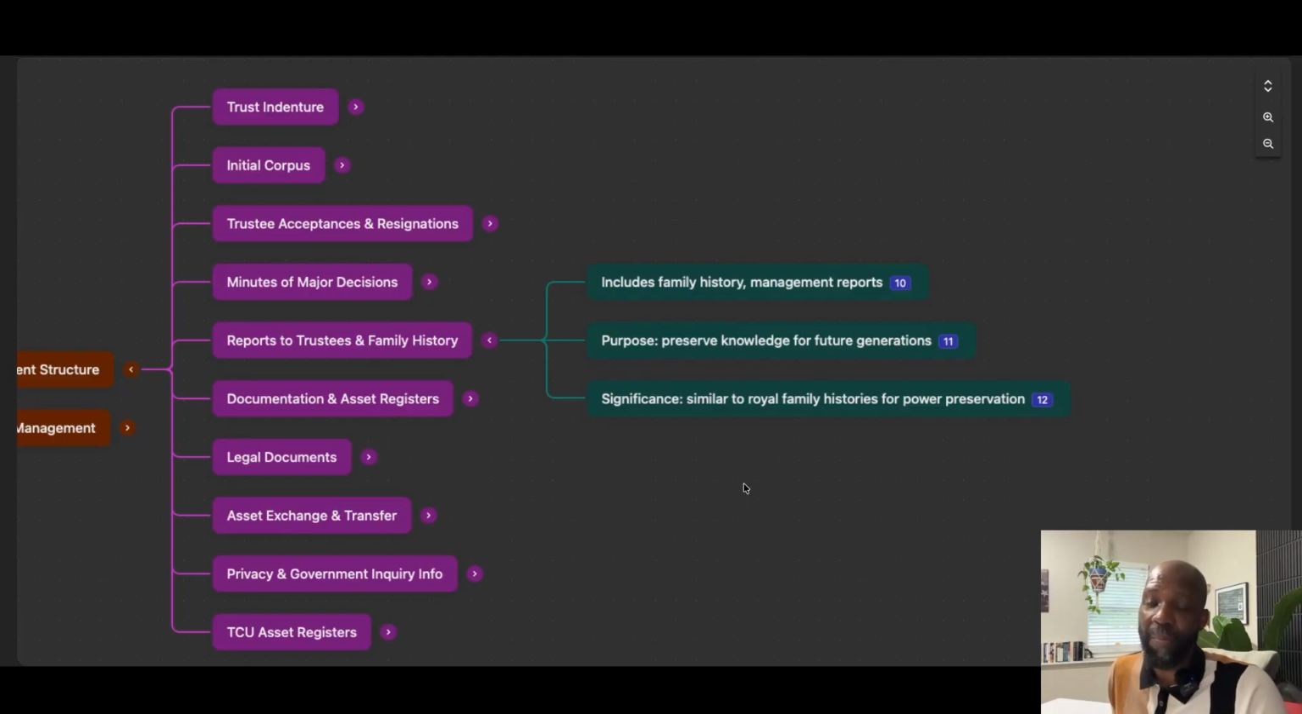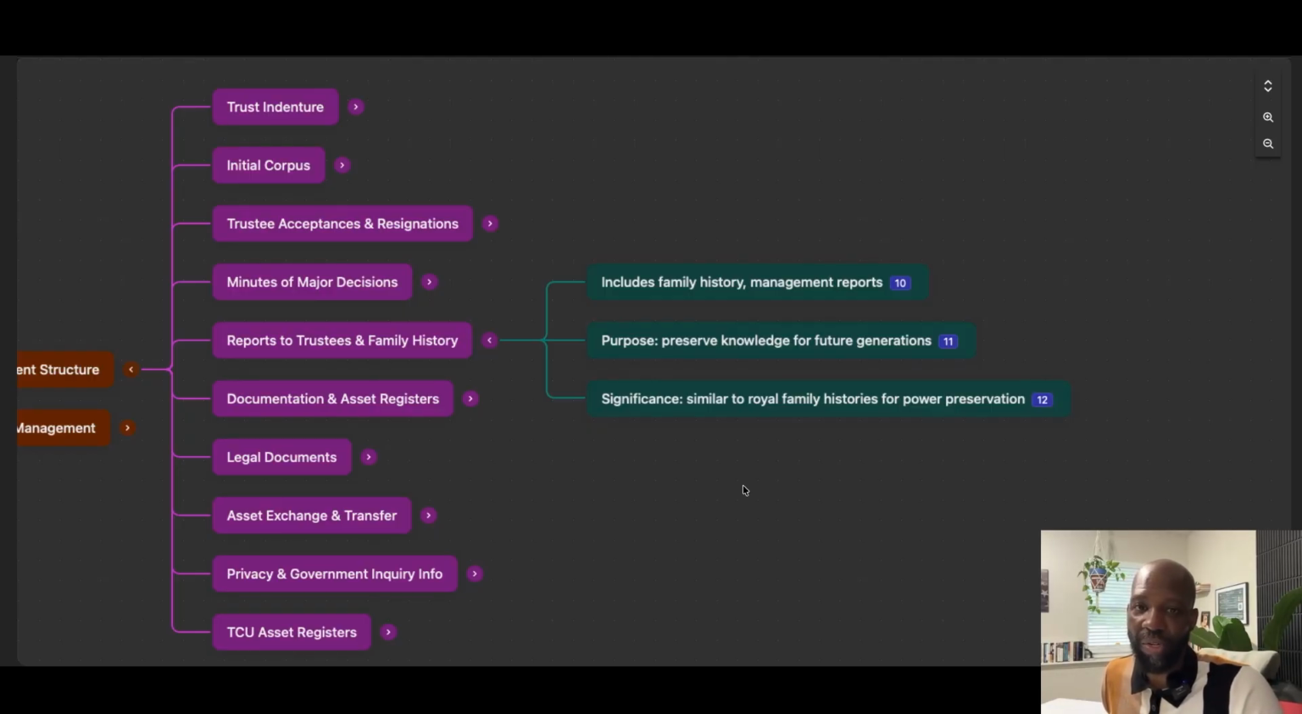Includes family history and management reports. Self-explanatory, right? Purpose, preserve knowledge for future generations. Key information, life-changing history of information. Significance, similar to royal family histories of power preservation.